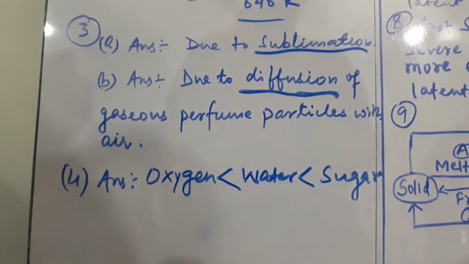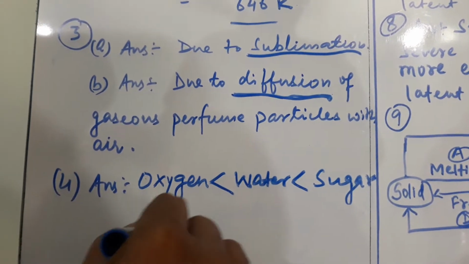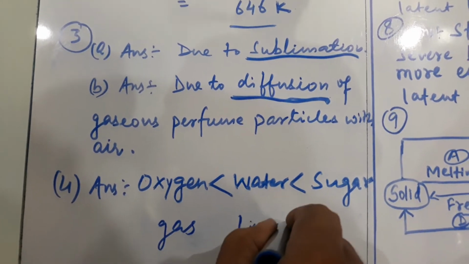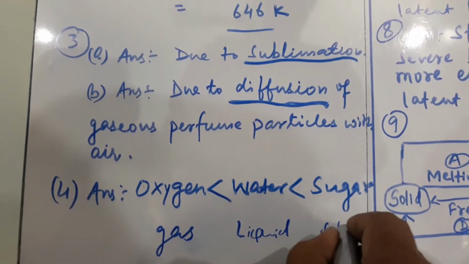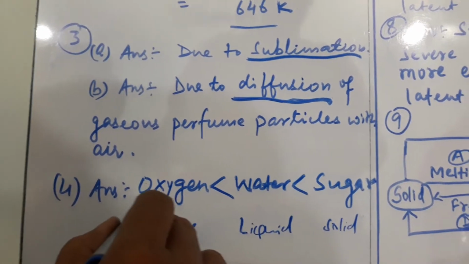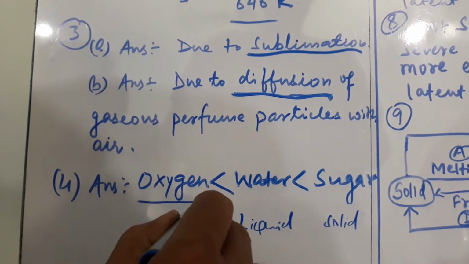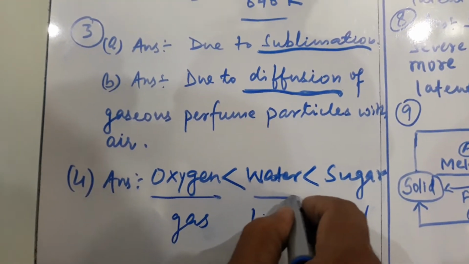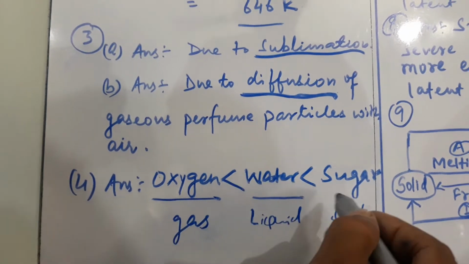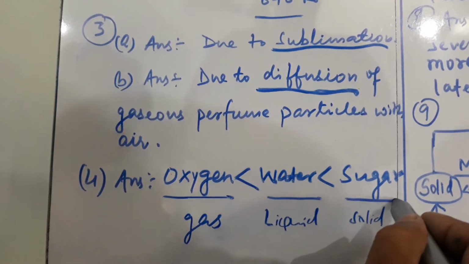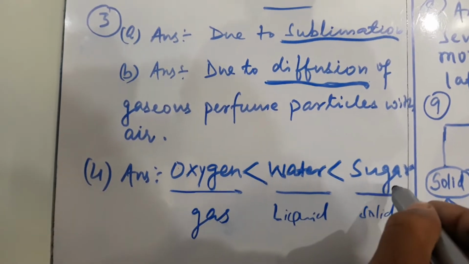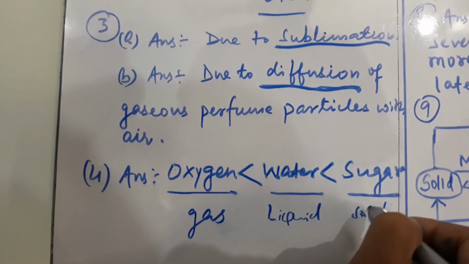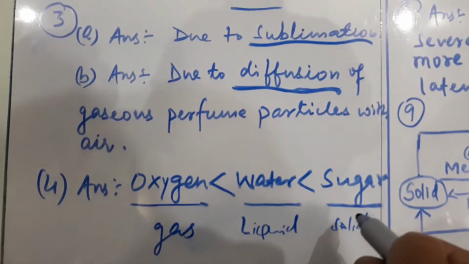Here, oxygen is in the form of gas, water is in the form of liquid, and sugar is in the form of solid. Gaseous matter has the minimum force of attraction, water has more force of attraction than oxygen, and since sugar is in solid form, it has the maximum force of attraction among the particles. So in this way we will arrange them.